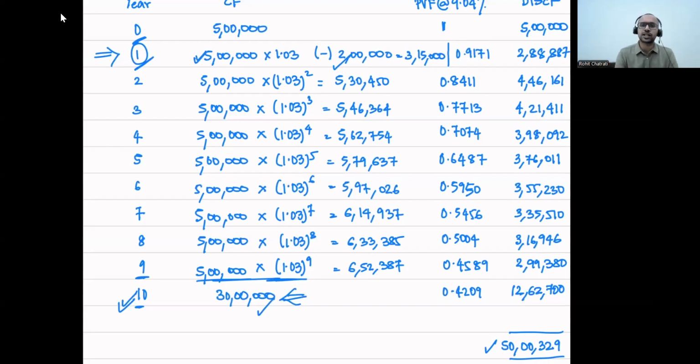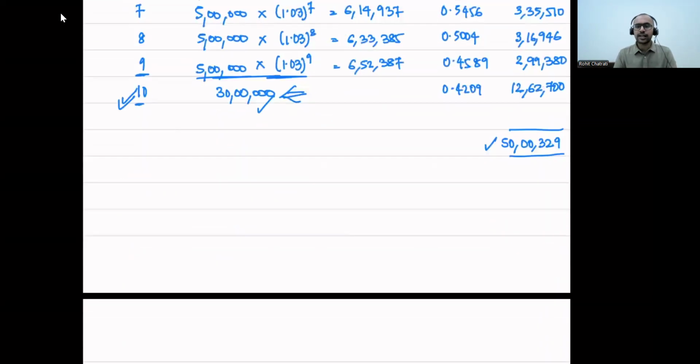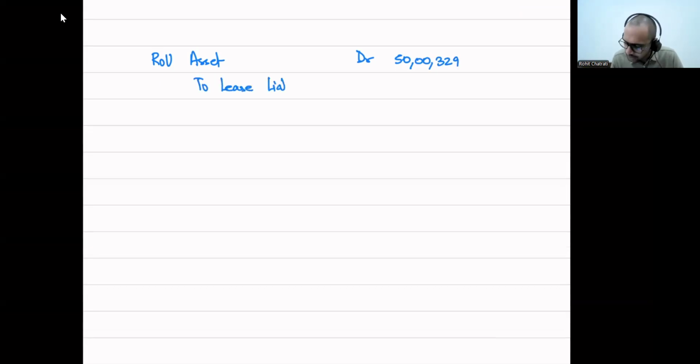All right, so I've got the discounted cash flow as 50 lakh 329. The journal entry for this is going to be on the commencement of lease. The journal entry would be ROU asset debit 50 lakhs 329 and credit lease liability 50 lakhs 329. This is the journal entry upon commencement of lease.